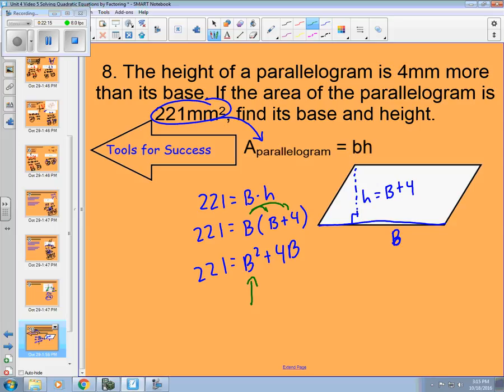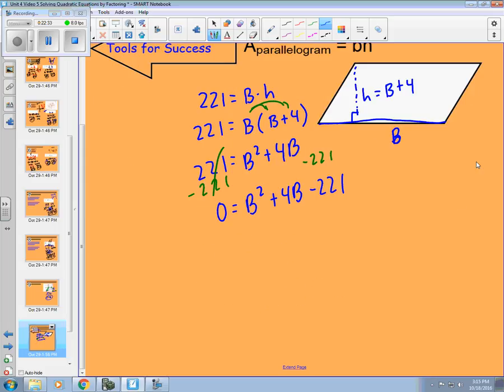So we want all this stuff to the same side. Right now our b squared term is positive. We want to keep it that way. So let's move everything to the right side here. Let's minus 221. So now this side is going to be equal to 0. That's what we want. We got b squared plus 4b minus 221. So now our next goal is to solve that. We can factor.